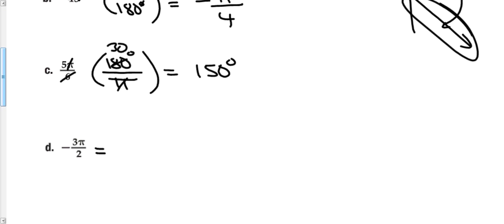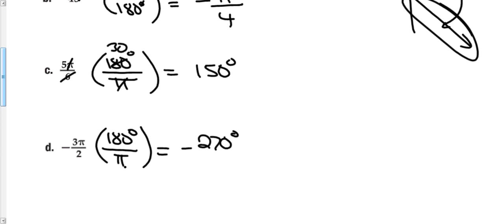Same thing here. My answer is going to be negative, so we're going to multiply by 180 degrees over pi. My answer is going to be 3 times 180, a negative 270 degrees.